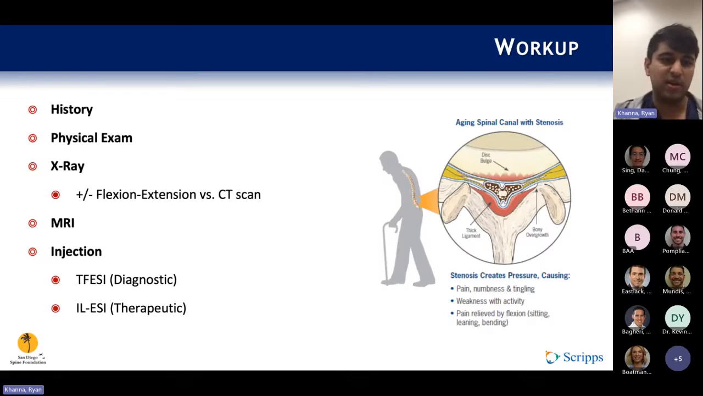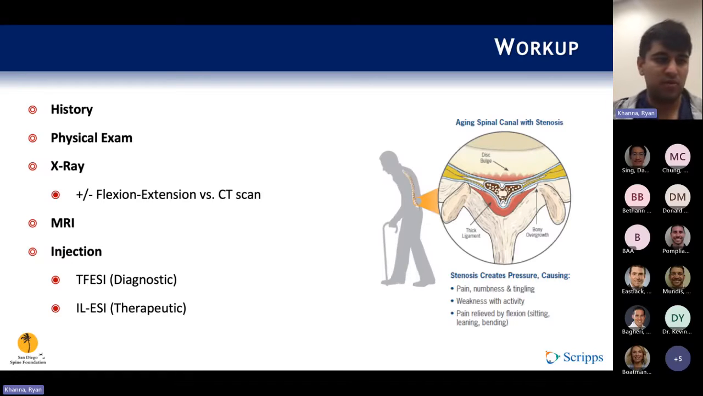A lot of these symptoms, and I'll get to this later, can be exacerbated by flexion and extension. So looking at flexion and extension X-rays is another good way to start and to rule out other conditions like unstable spondylolisthesis. And sometimes we can consider a CAT scan depending on the pathology.